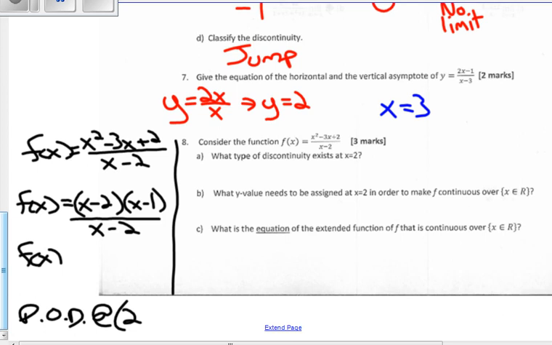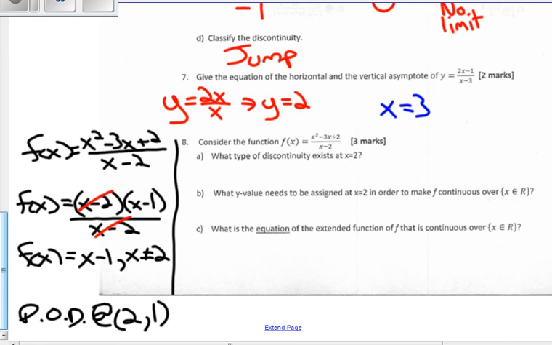We can divide that out if we want. And we end up with this. X minus 1, as long as x is not 2, because this function's undefined at 2. That point of discontinuity comes from subbing in your 2 into this simplified function. And it tells you that you'll have a y value of 1 right there.